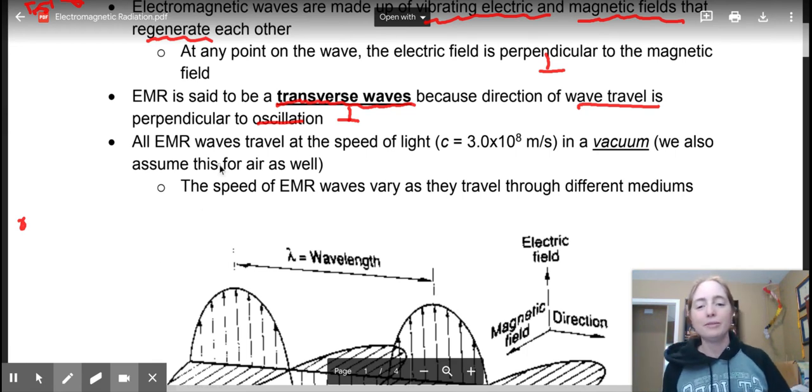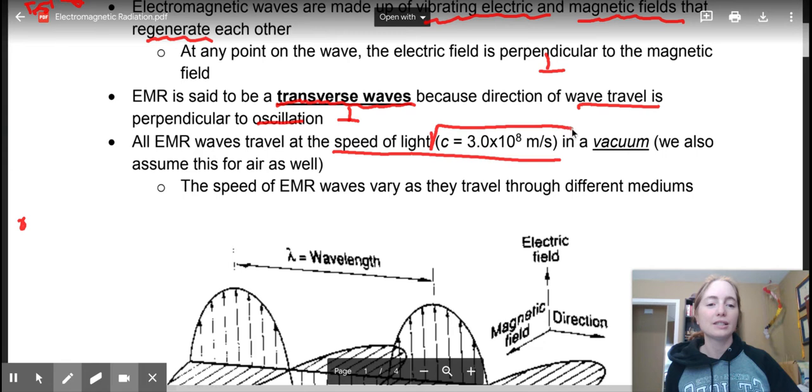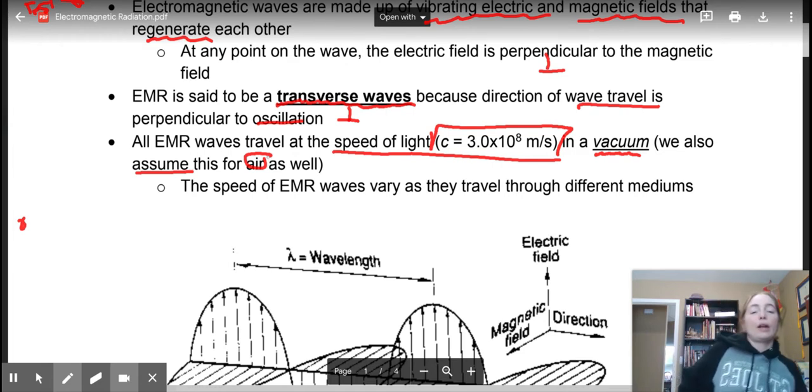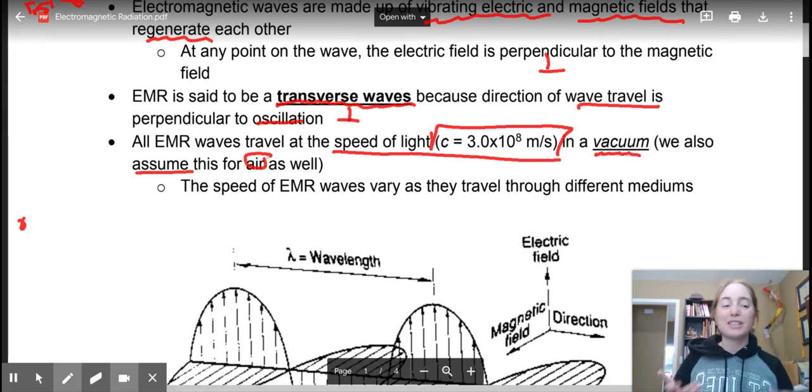Now, ladies and gentlemen, all EMR travels at what we call the speed of light, which is the value of 3.0 times 10 to the power of 8 meters per second. So when we say light speed, that's what it is. Now, keep in mind that's the speed in a vacuum. However, we assume this is also the case for air as well. However, if it's going through any other medium, it's going to be going at a much different speed.